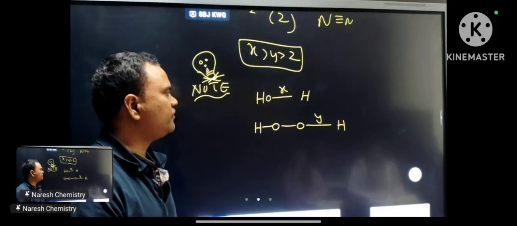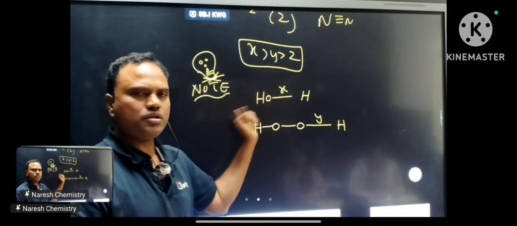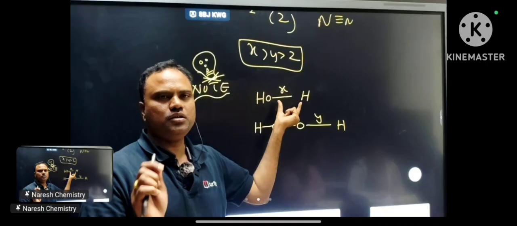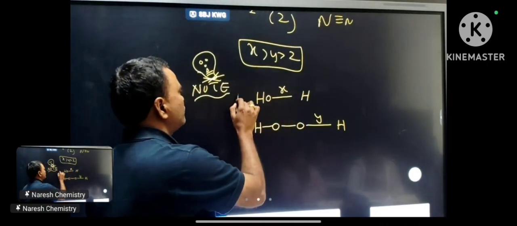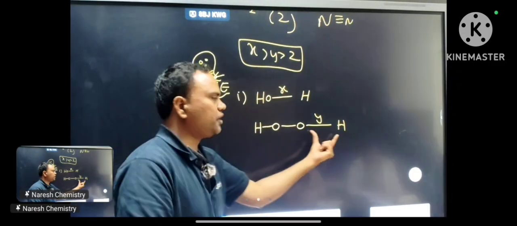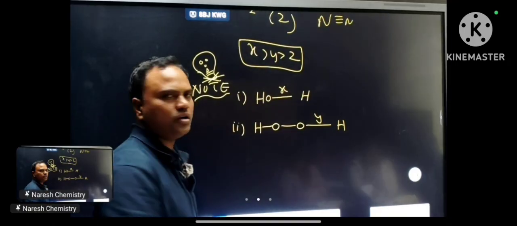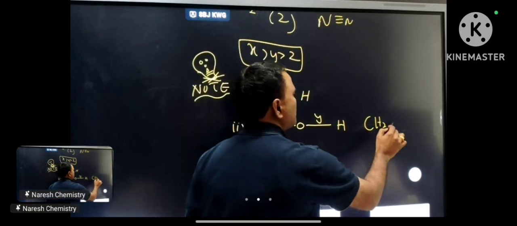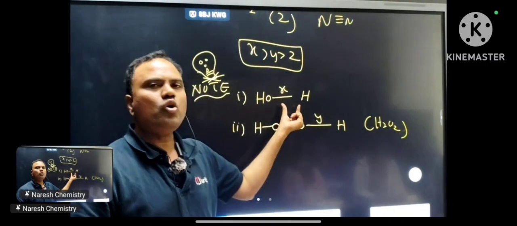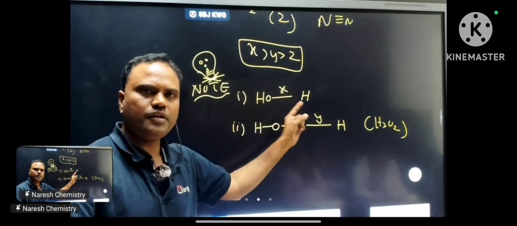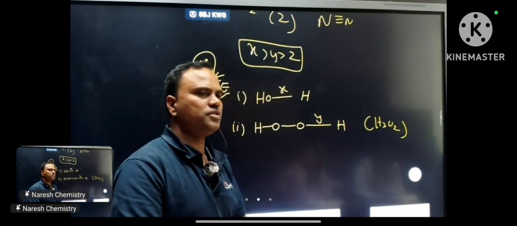What is the relation between x and y? Observe this example. You are taking the length between oxygen and hydrogen in a water molecule, and the length between oxygen and hydrogen in H2O2, hydrogen peroxide. See here, how much distance is present between hydrogen and oxygen? Here also the same distance is present between hydrogen and oxygen.